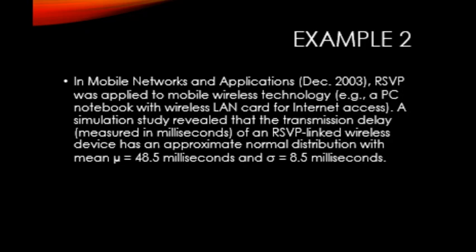Here is another example. In Mobile Networks and Applications, December 2003, RSVP was applied to mobile wireless technology. A simulation study revealed that the transmission delay of an RSVP-linked wireless device has an approximate normal distribution with a mean of 48.5 milliseconds and standard deviation of 8.5 milliseconds. What is the probability that the transmission delay is less than 57 milliseconds? And then what is the probability that transmission delay is between 40 and 60 milliseconds?